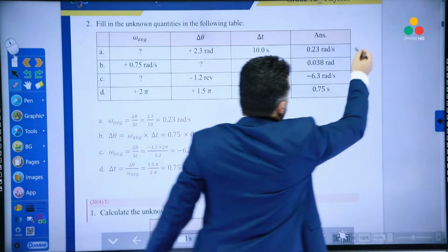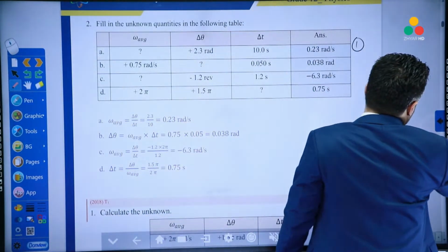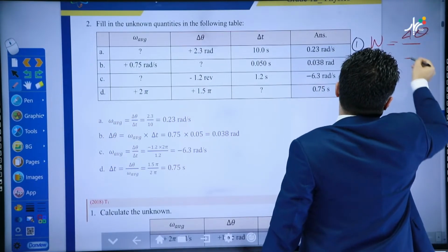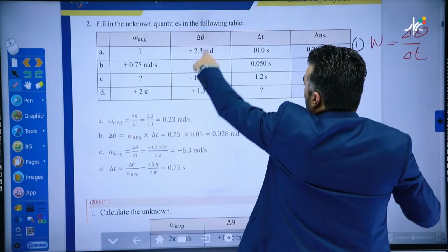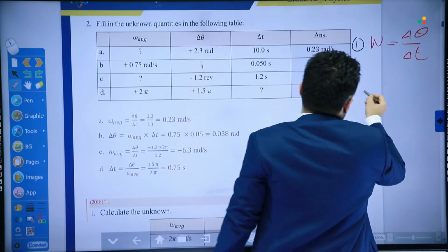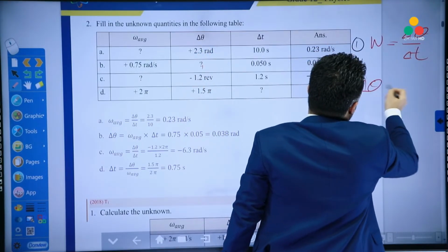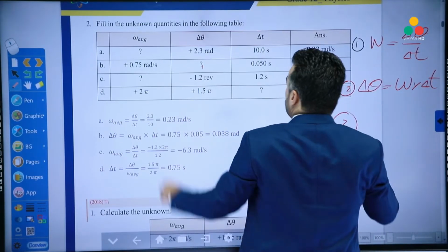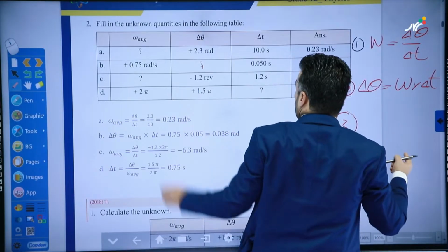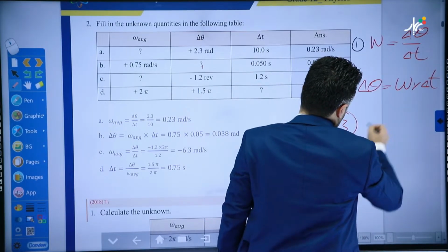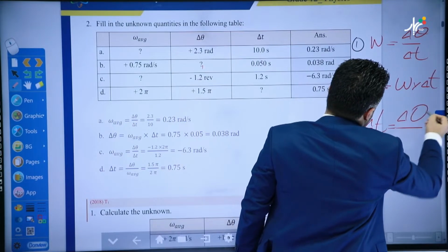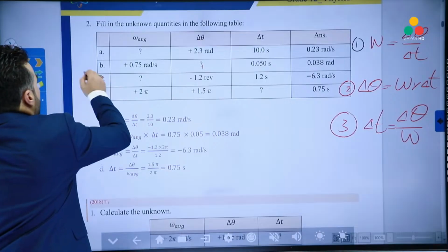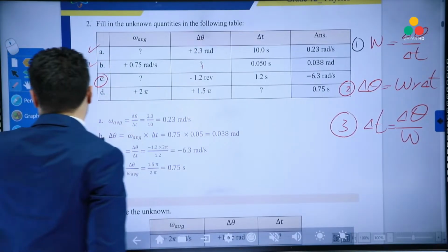First of all, number 1, if angular speed is not given, you can use this: angular speed equals angular displacement divided by delta t. If angular displacement is not given, of course angular displacement equals angular speed multiplied by delta t. And the third one, if time is not given and it has been asked, we can say delta t equals angular displacement divided by the angular speed. So you can try A and B. I'll do C for you.